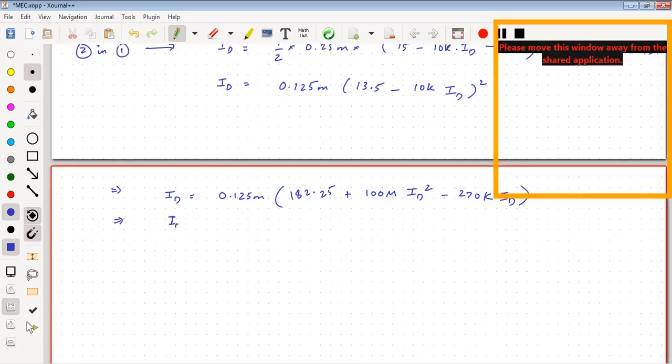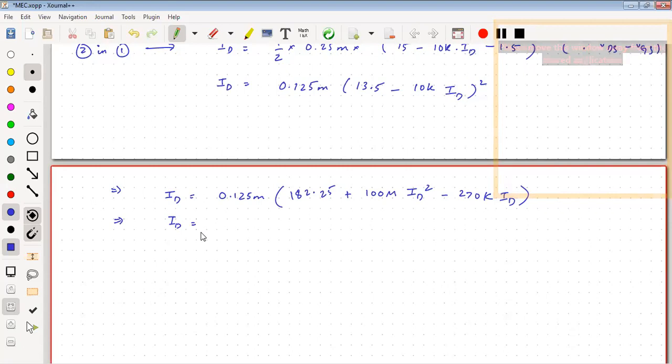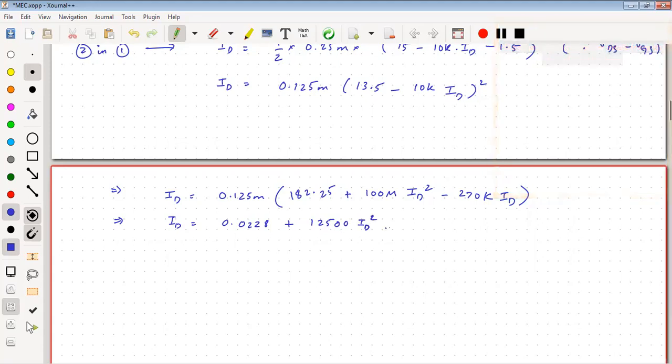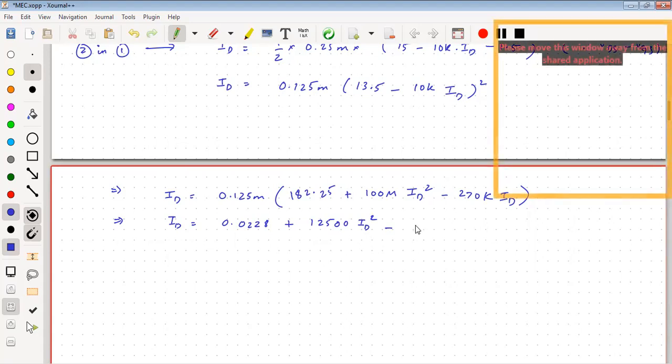You get ID equals 182.25 into 0.125 into 0.0228 plus 100 mega into 0.125 milli, which is 12500 ID square minus 270 into 0.1, 33.75.